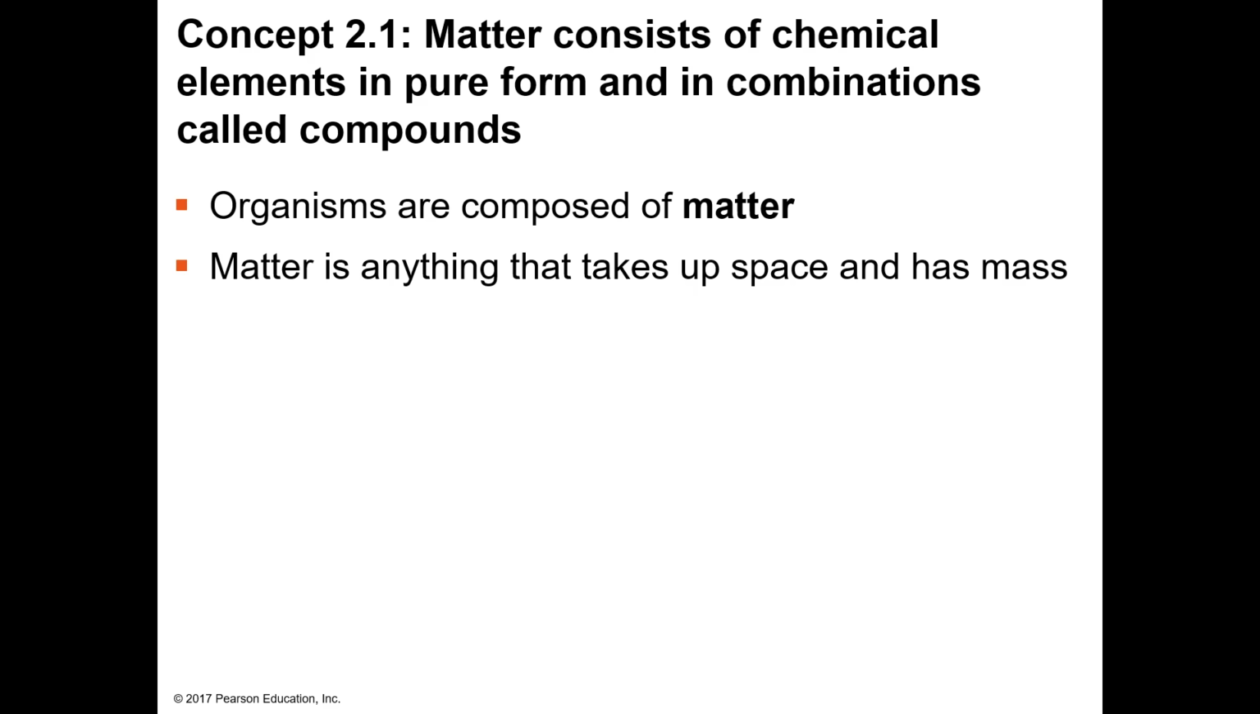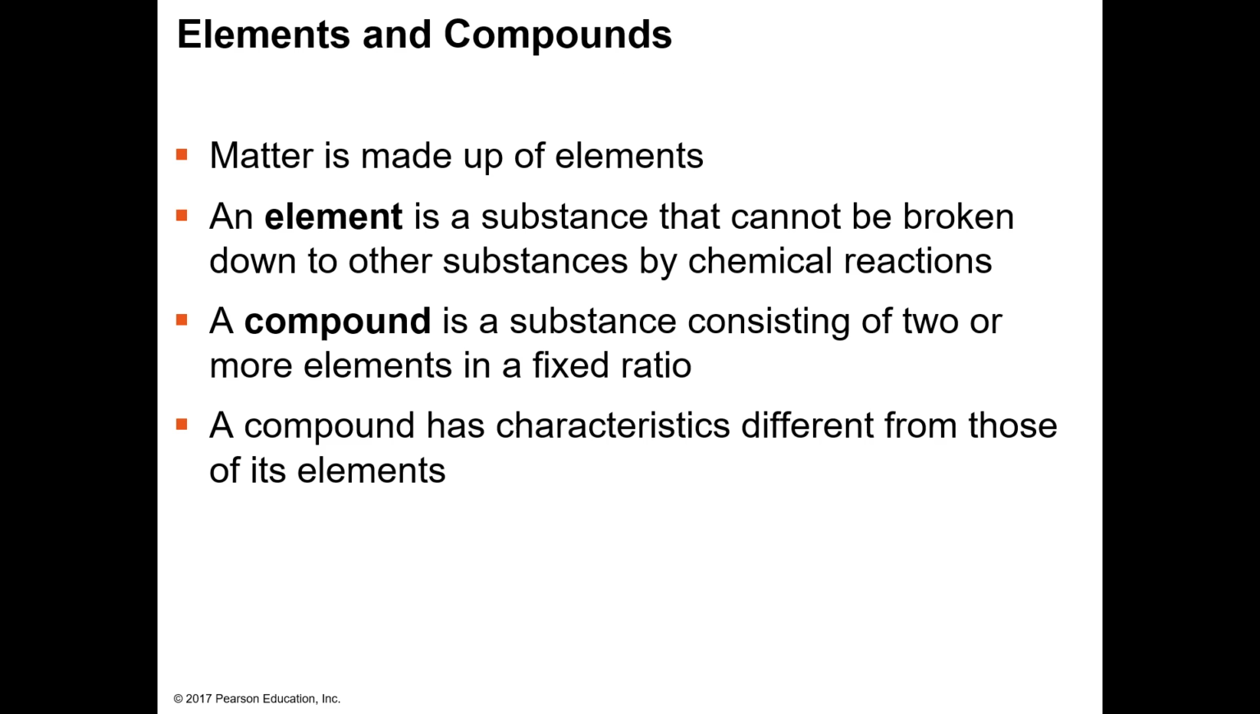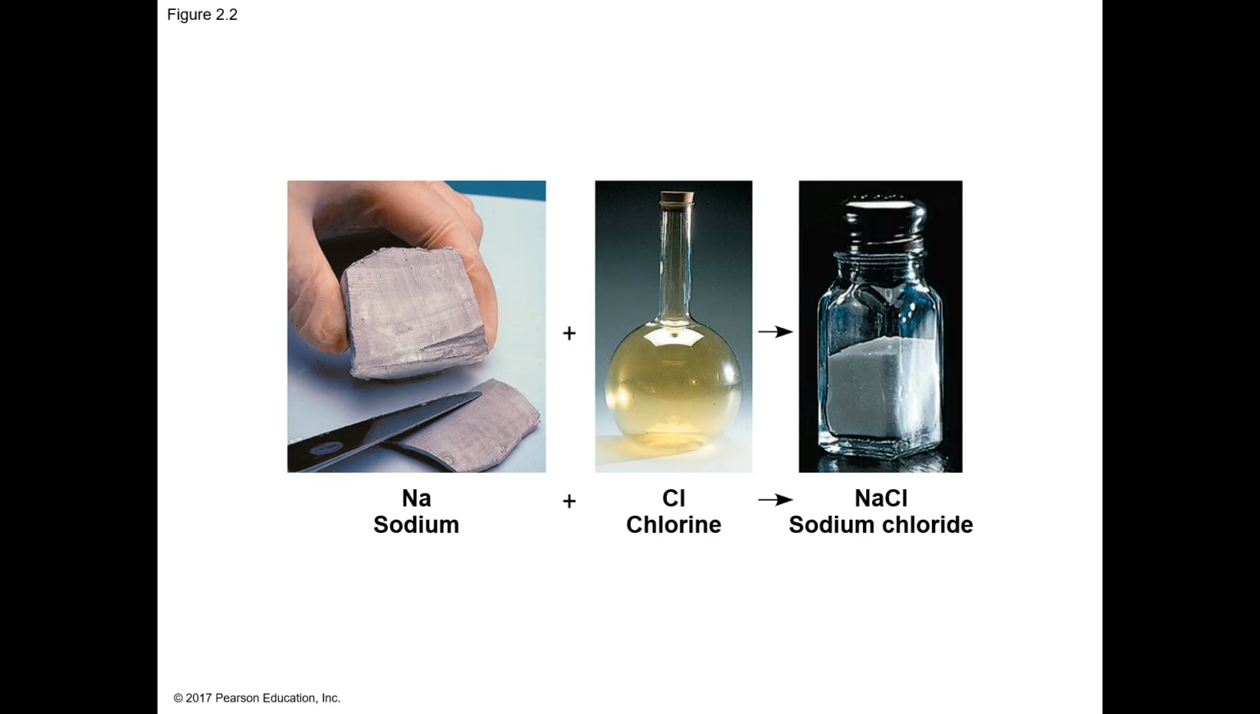Okay, matter consists of chemical elements in pure form and in combinations called compounds. Organisms are composed of matter, and matter is anything that takes up space and has mass. Matter is made up of elements, and an element is defined as a substance that cannot be broken down to other substances by chemical reactions. A compound is a substance consisting of two or more elements in a fixed ratio. A compound has characteristics different from those of its elements.